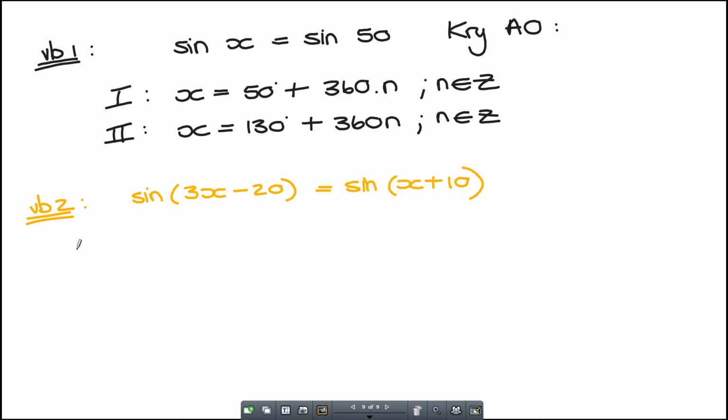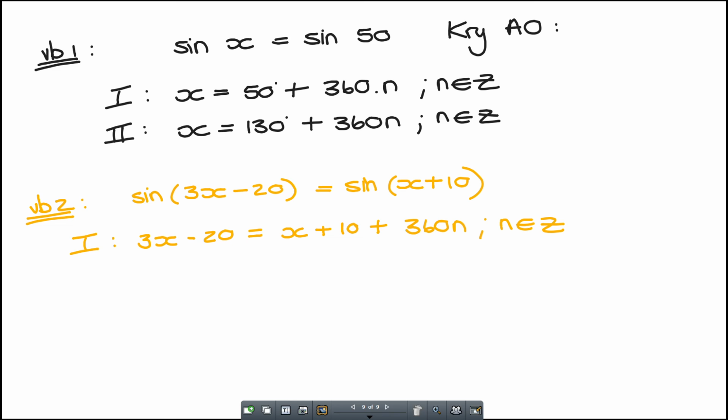Okay. So, as ek in kwadrant 1 gaan werk, gewoonlik, kyk gou by voorbeeld 1, het ek gesê x is gelyk aan. Maar nou kan ek nie net sê x nie, because that's my angle now. So ek gaan sê 3x minus 20 is gelyk aan. And usually in the first quadrant, we only have our help angle. En dit is mos my hulphoekie. Okay, so dan gaan ek sê x plus 10, and then plus 360n, en n element van heelgetalle.